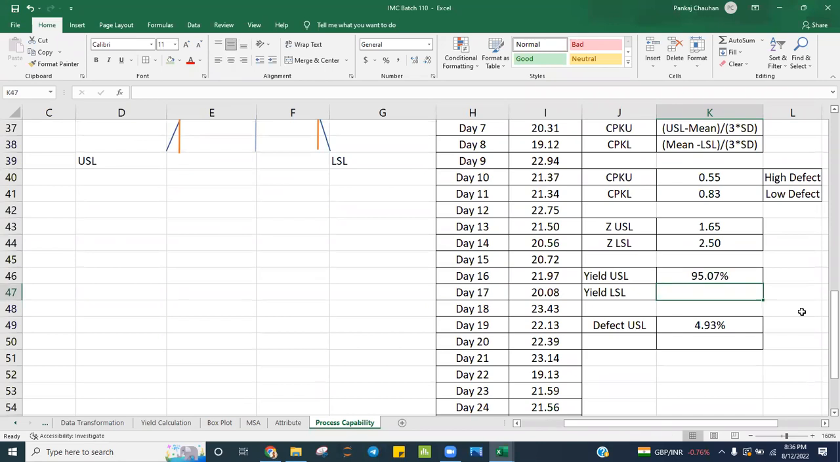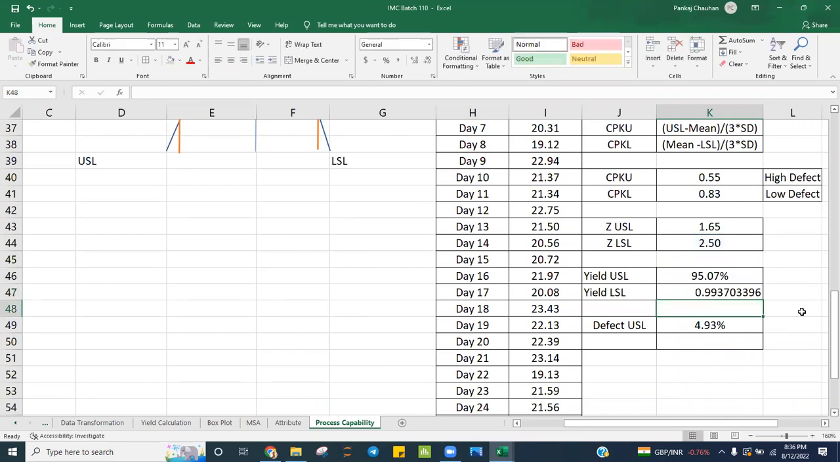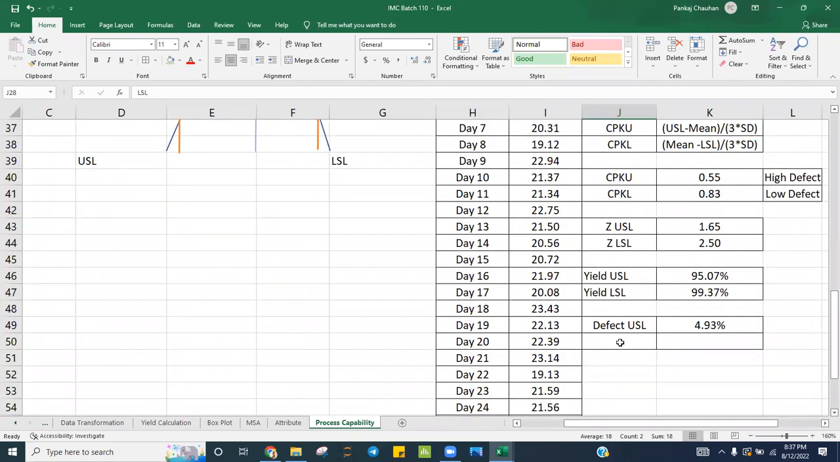Let's check the lower side. What is the yield? The value is 2.50. If you convert this, it is 99.37%. What does it mean? There is a chance that 99.37% of the time you will not be missing the lower specification, which means the temperature will not go less than 18. So how many times you may miss the lower specification, which is 1 minus the yield on the lower side? It's around 0.63% you will miss.